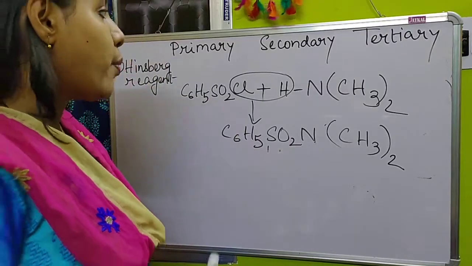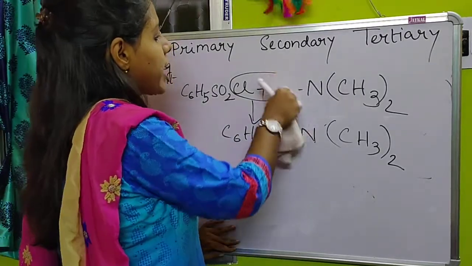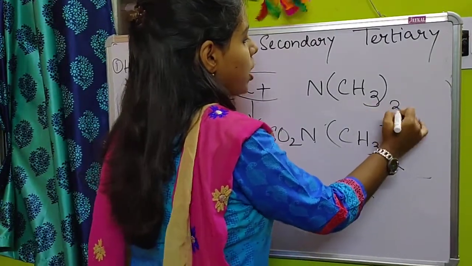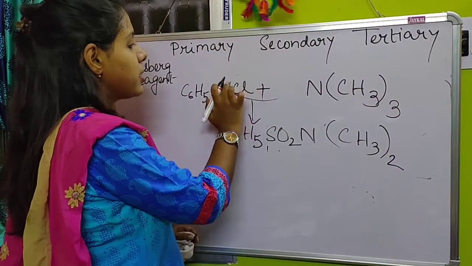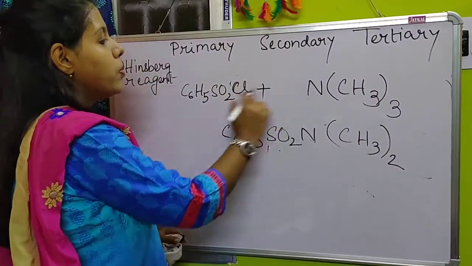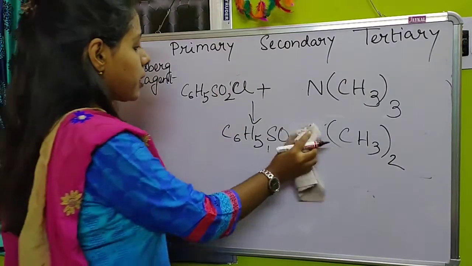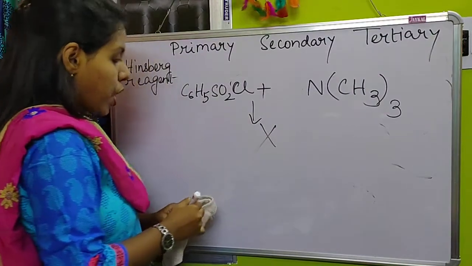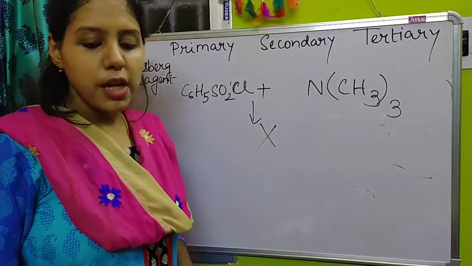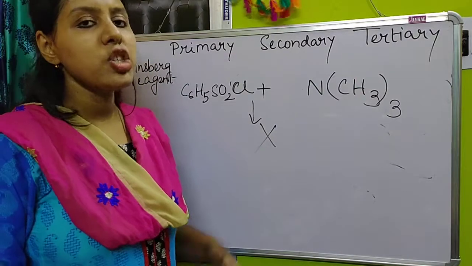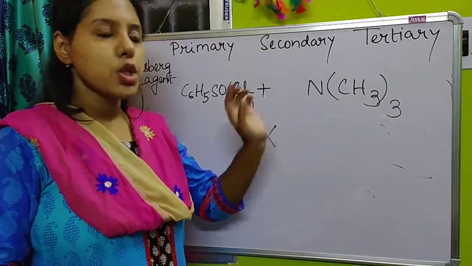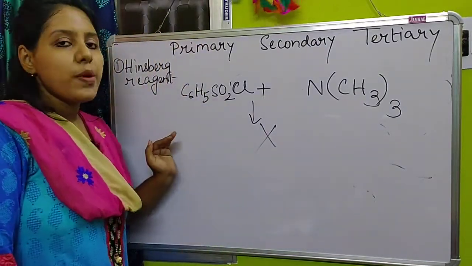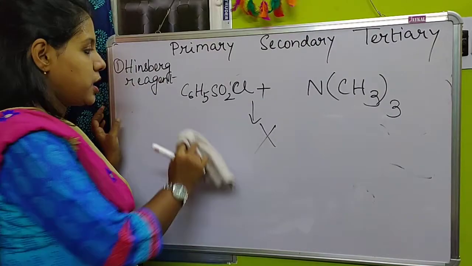And in case of tertiary, what will we see? In case of tertiary, there is no hydrogen attached with the nitrogen. Only three alkyl groups are attached here. So no elimination reaction will take place. That means the compound will not react with the benzene sulfonyl chloride, and we will see no change in the amine compound. So that means that is tertiary. Okay, so this is the difference between them by using Hinsberg reagent.